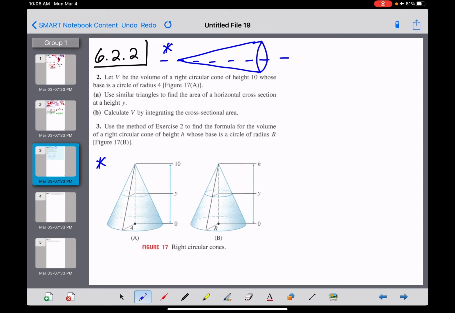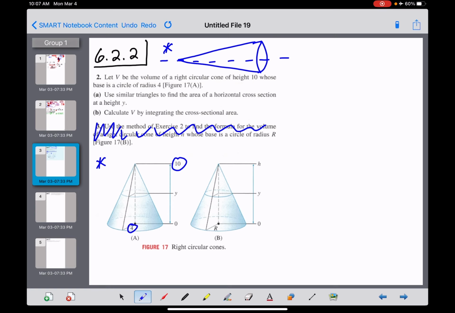But I want to try to go ahead and explain how to do it in the way that they discuss it, where we're kind of moving vertically here rather than horizontally. So let's ignore number 3 for right now. So let V be the volume of a right circular cone of a height of 10, got it right there, whose base is a circle with a radius of 4.